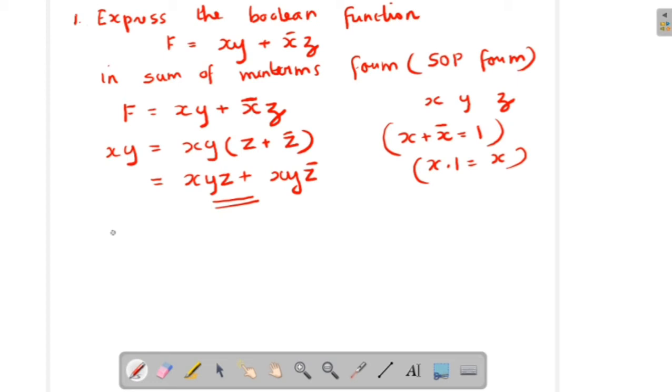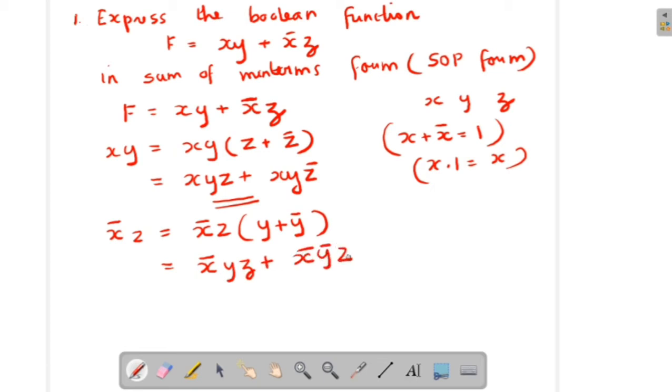Now take the second term, that is x bar z. Here the missing literal is y. So this x bar z can be written as x bar z into y plus y bar, because y plus y bar is equal to 1, then x bar z into 1 is equal to x bar z itself. So then apply distributive law, that means x bar yz plus x bar y bar z. That means x bar z can be written as x bar yz plus x bar y bar z.